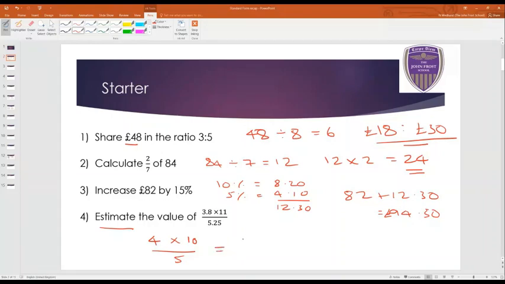Okay, and then we can work that out. So 4 times 10 is 40. Remember, the fraction line means divide, doesn't it? So 40 divided by 5 is 8. So that would be our estimated answer there.